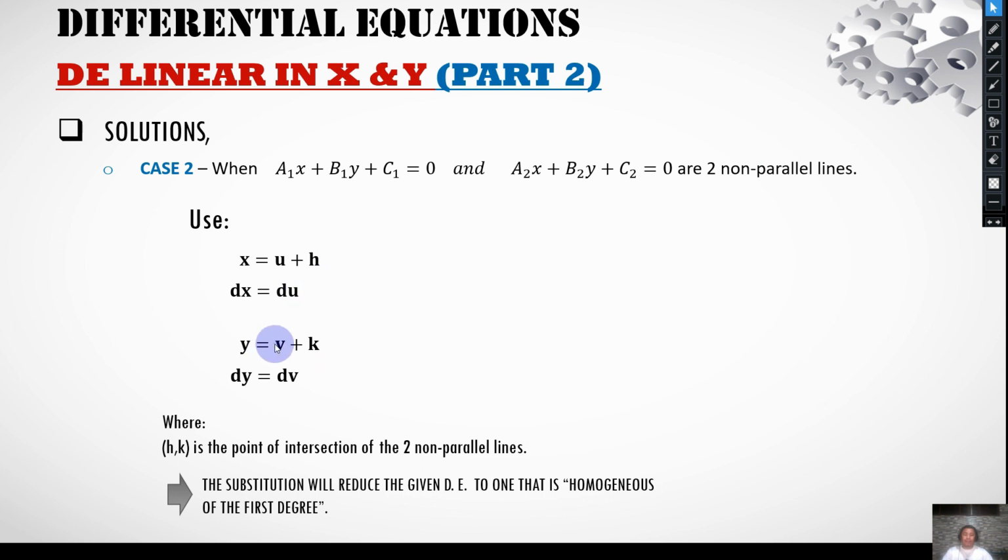Okay? And accordingly, the substitution will reduce the given differential equation to one that is homogeneous of the first degree. So I think we are very familiar kung ano yung homogeneous function, or homogeneous of the first degree. Okay, so by this, we are going to proceed with the lone sample problem for this part 2. At saka medyo mataas to students, so kindly bear with the tedious calculation for the sample problem.